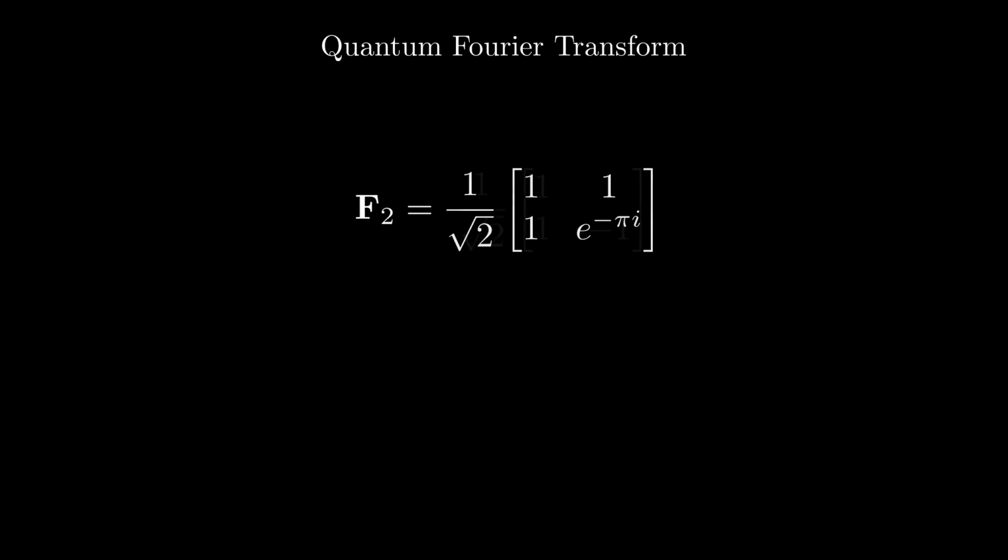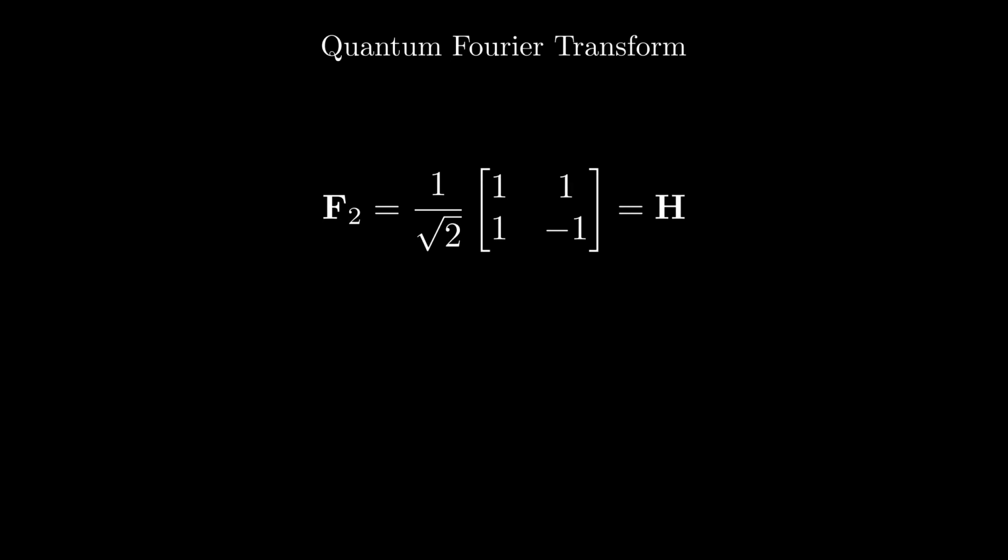Let's now finally move to the quantum Fourier transform. We start with the 2 by 2 Fourier matrix. Does it look familiar to you? It is, of course, the Hadamard matrix.